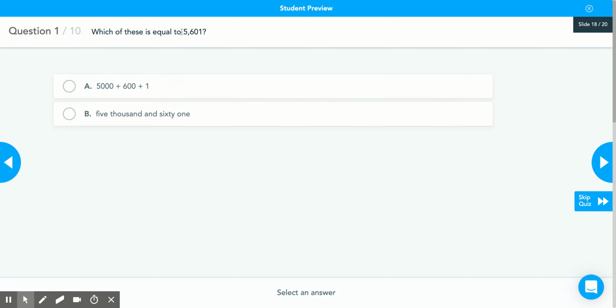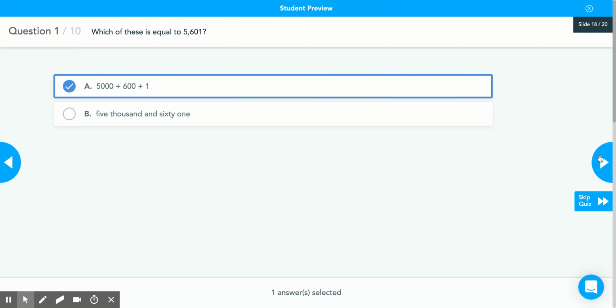So we have the 5 in the thousands place, which is 5,000, and we can see both A and B have 5,000. Then we have 6, which is in the hundreds place, so it'd be 600, which A, correct, has 600. However, in B, we can see 6 represents 60, which is the tens place. So we know B is wrong and A would be correct.